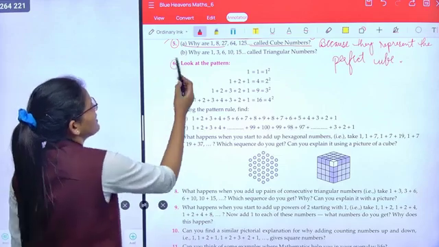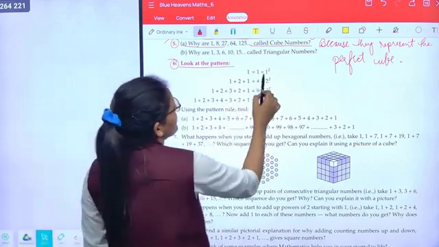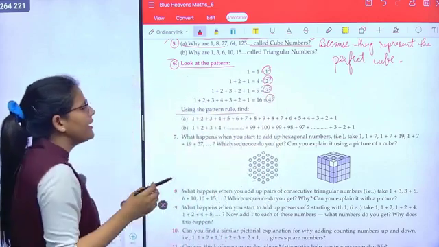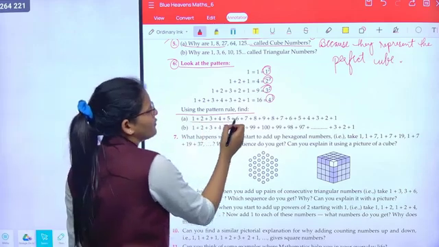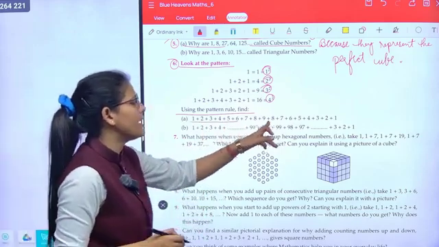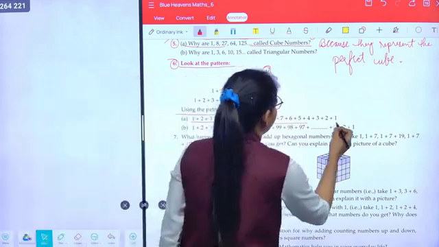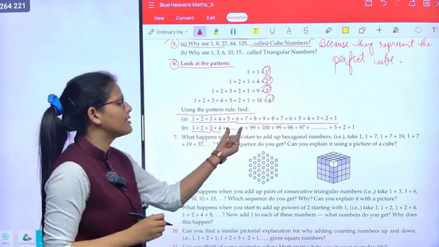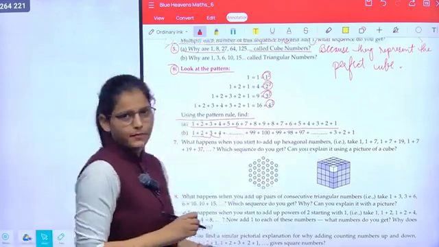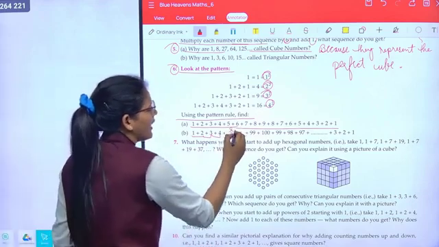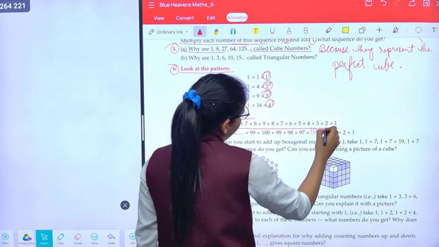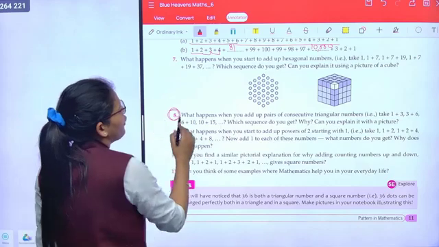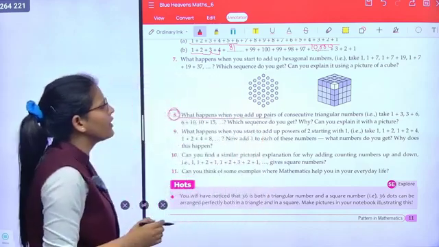Come on, question number 6. Look at the pattern. Class, 1 square, 2, 3, 4. Using the pattern rule, find 1 plus 2 plus 3 plus 4 plus 6 plus 7 plus 8 plus 9. Now 1 plus 2 plus 3 plus 4, यहाँ पर क्या आएगा क्लास? And then 99, then here. Here will come 81 and here will come 10,000. Okay class. Now question number 8. What happens when you add up pairs of consecutive numbers?